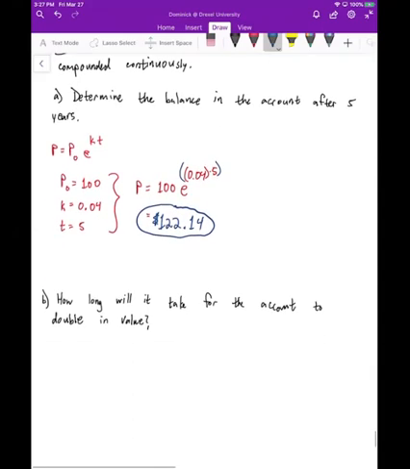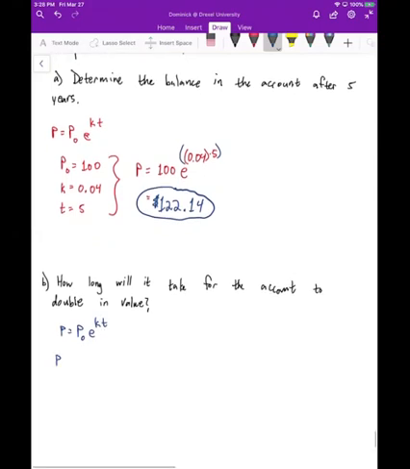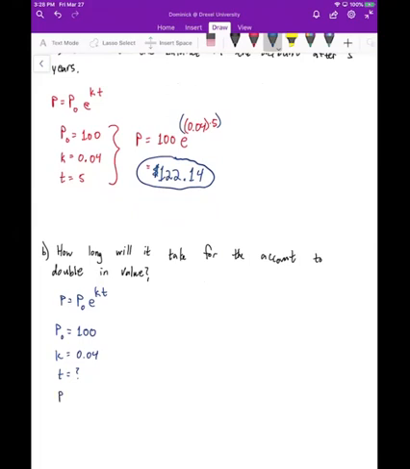In part B, we want to know how long will it take for the account to double in value. So now we have a slightly different problem, right? Because now we know that our initial amount is 100. My growth rate is still 0.04, but we don't know t. That's what we need to solve for. Now, of course, if we're doubling, they don't tell us exactly what P is, but we can get it, right? Because we just take P0 as 100. If we start with 100, we want to end with 200. All right, and then that would be doubling.